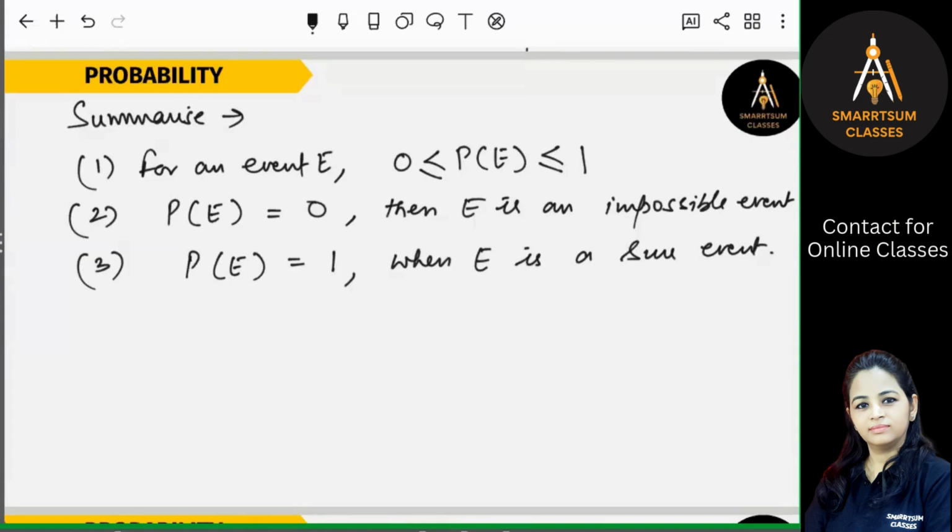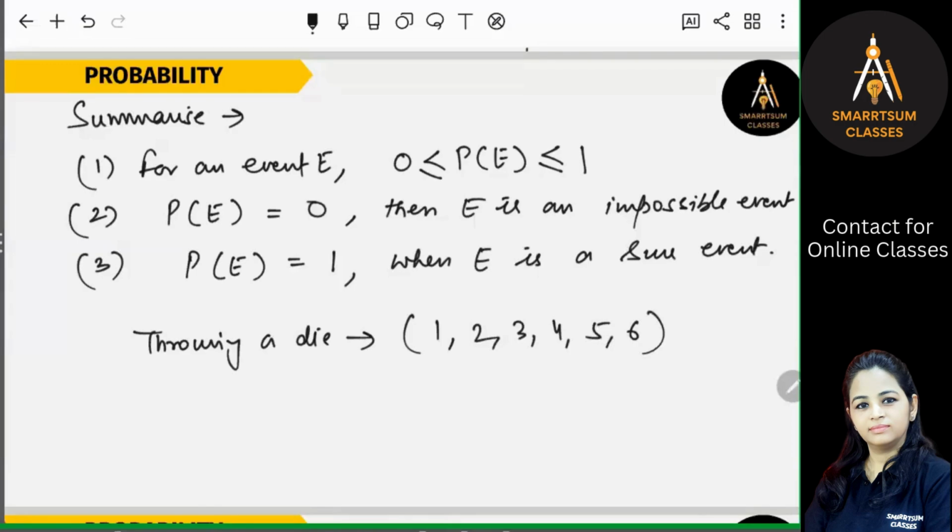Is that clear? Okay. So suppose you are throwing a die, right? So how many numbers are there? Numbers are like 1 to 6. Yes or no? Throwing a die, what are the possible outcomes? Either you will get 1 or 2 or 3 or 4 or 5 or 6.